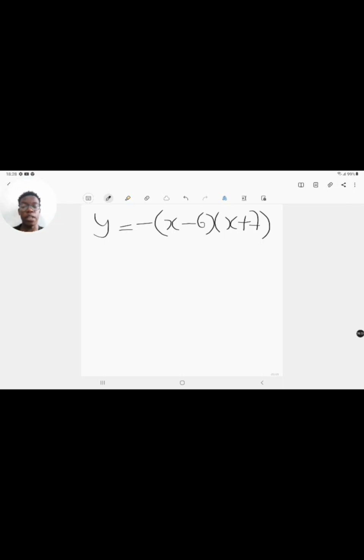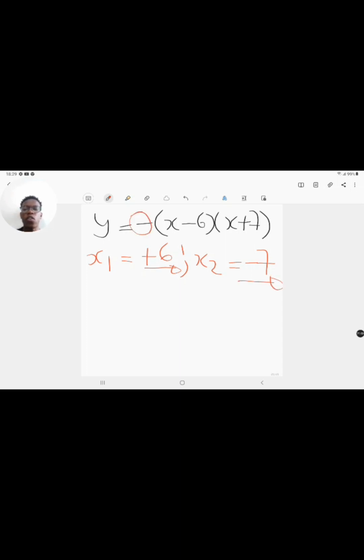Well, you will be able to tell me that this actually is one of your 3 standard forms. It's the 3rd standard form. So immediately you know what your x-intercepts are, right? x1 is equal to positive 6, and x2 is equal to negative 7. Now you know that one of them is equal to positive 6, one of them is equal to negative 7.